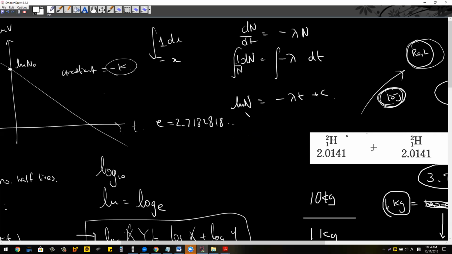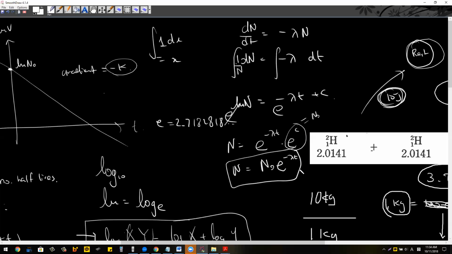And then if you take e to both sides, the e and ln cancel out and you get N, which is e to the power of negative lambda t times e to the power of c, and this is the constant, which is the same as N naught. So that becomes N naught e to the minus lambda t. That's how you get this equation. It all comes from this one here, right? So this is done through integration.